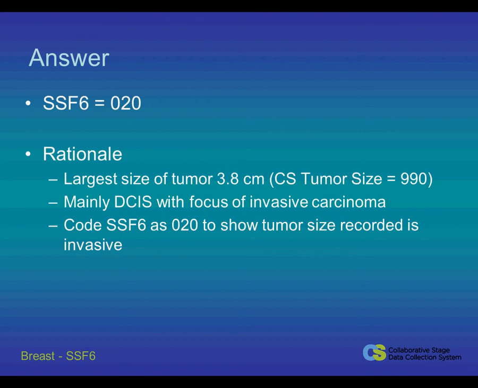This tumor is composed mainly of DCIS, and the entire tumor is stated to be 3.8 centimeters in largest dimension. However, there is an invasive component stated to be only a focus. Don't forget that microscopic focus, foci, or microinvasion is captured in CS tumor size as 990. Code CS tumor size as 990 and use code 020 for site-specific factor 6 to show that you've captured the invasive tumor size, but there's also an in situ component. It doesn't matter how big the in situ component is.